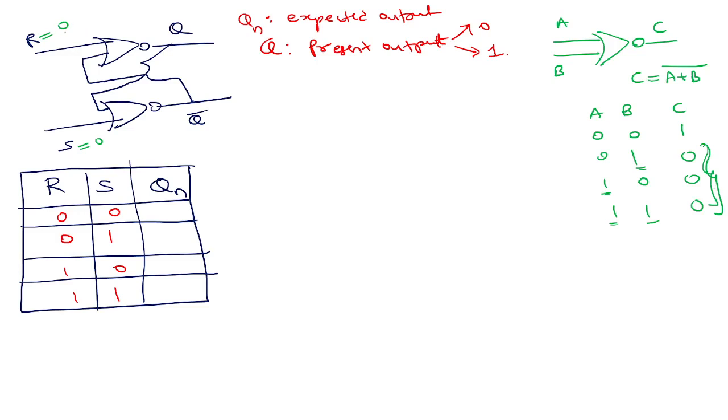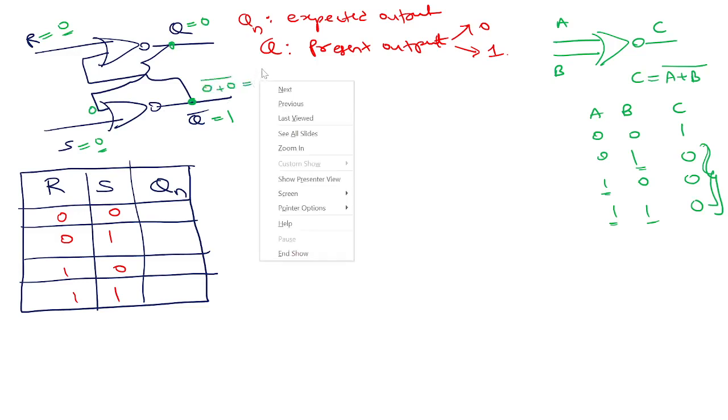Now here R equal to 0, here S equal to 0. None of the inputs are 1, so I have to calculate other things. But this is Q here, this is Q bar here. So you can assume some value. If Q is 0, Q bar will be 1, correct? So let's assume Q equal to 0. What will happen? This 0 will be applied here. Output will be 0 plus 0 whole complement, which is going to be 1.